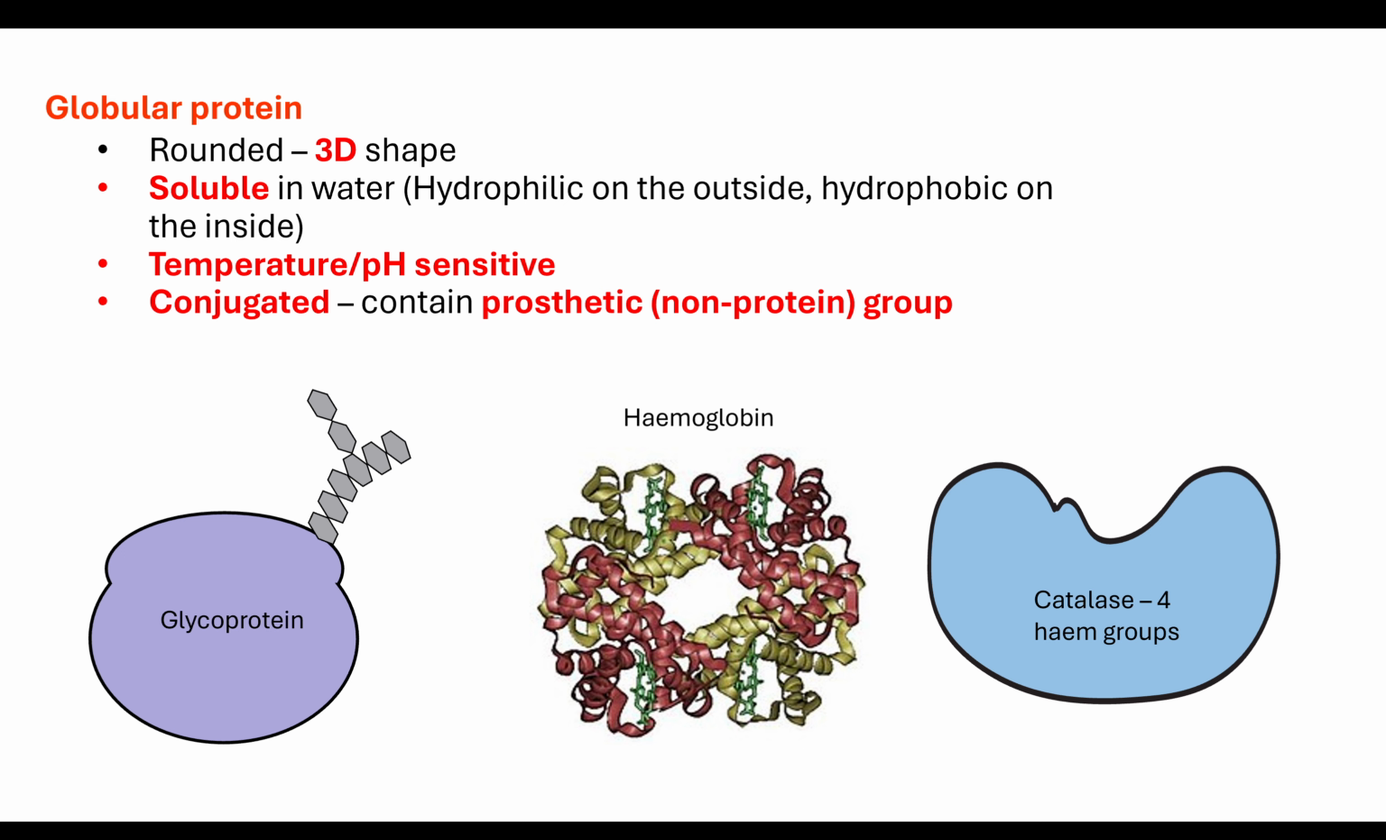So it is 4 prosthetic groups, non-protein groups, iron, minerals attached to it. So a conjugated protein is one which is going to contain an extra part, this prosthetic group, which is permanently bound to the protein to help it to function.